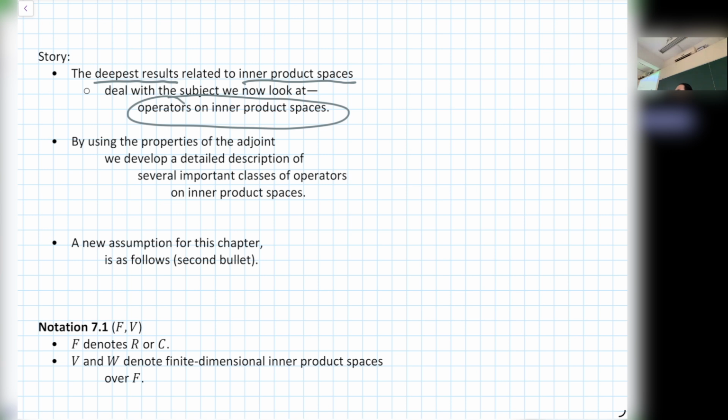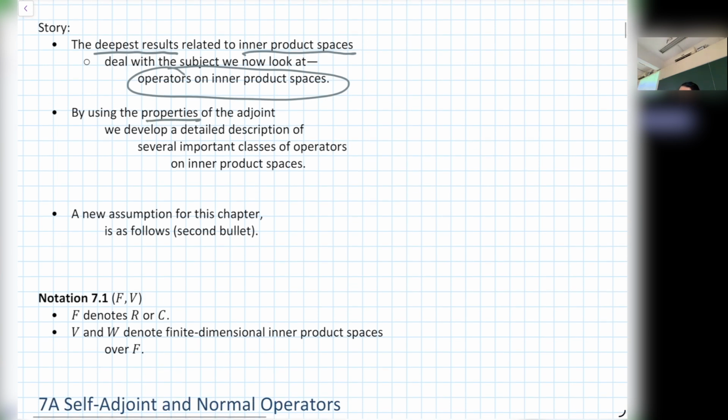Just like in the previous chapter, when we were looking at linear functionals, the notion of orthonormal vectors is very useful to be able to show these things. So we're going to build on top of the previous structures. By using properties of the adjoint, we develop a detailed description of several important classes of operators on inner product spaces. Adjoint we're going to define in just a moment, and using these, we'll try to classify what kind of operators exist.